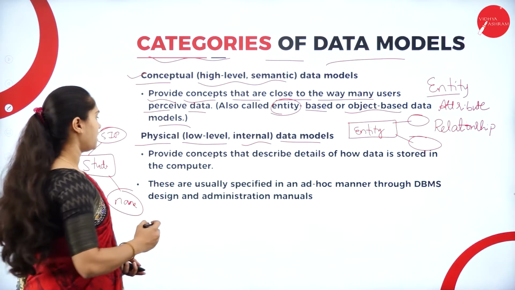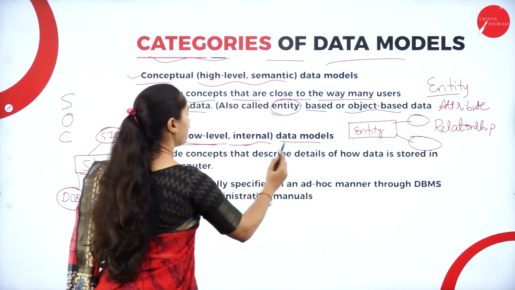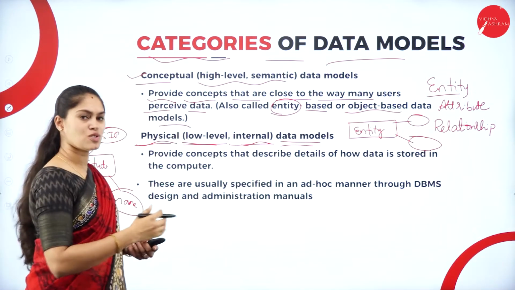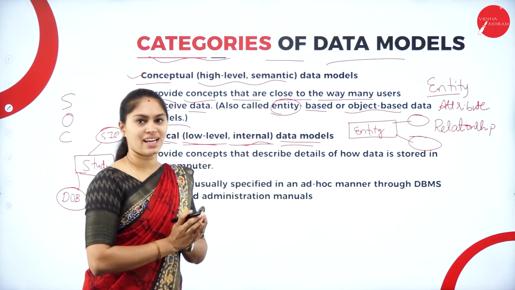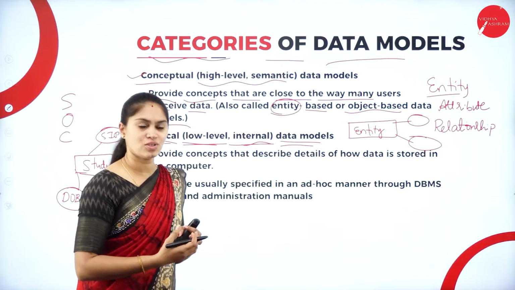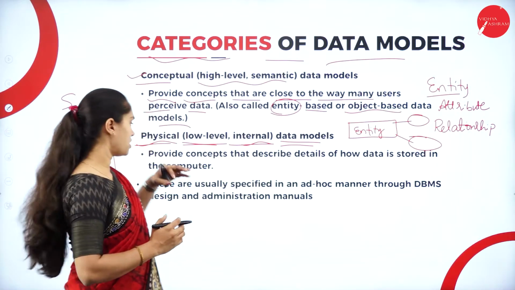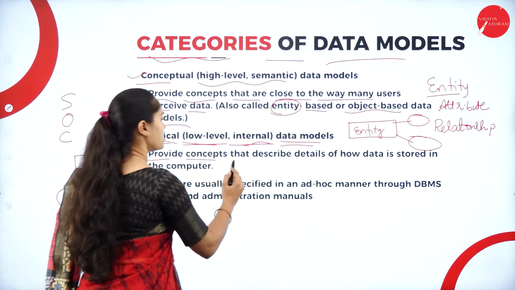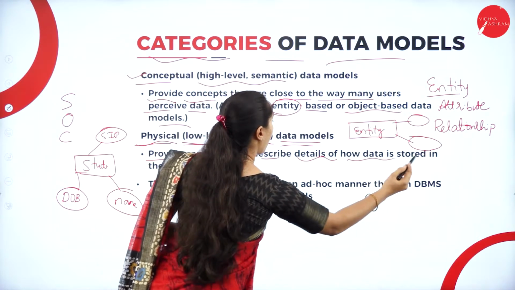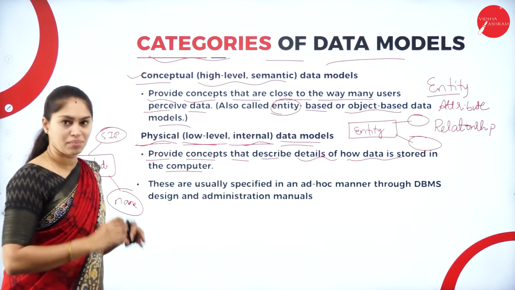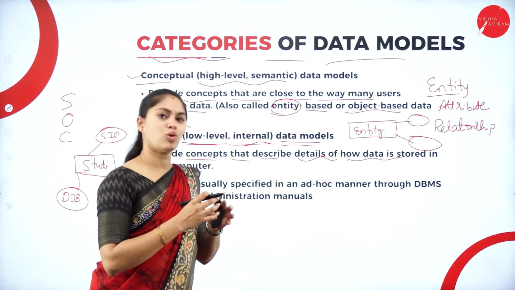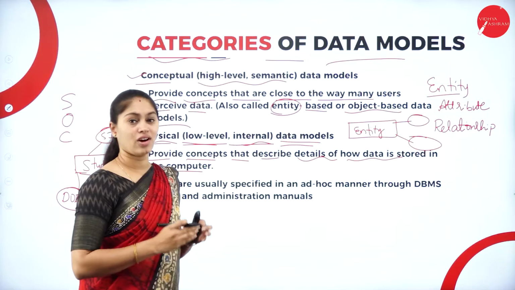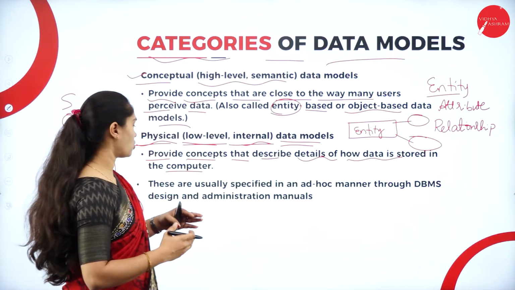Now we'll see the second type, that is physical, low level, or internal data models. As the name indicates, low level means that in this physical level we have access to the stored database. It provides concepts that describe the details of how data is stored in the computer. So in the physical level, we get to know how the data has been stored in the computer memory or computer storage space.